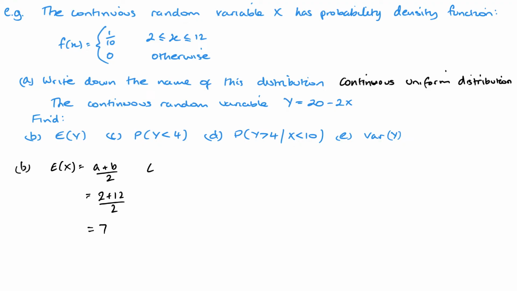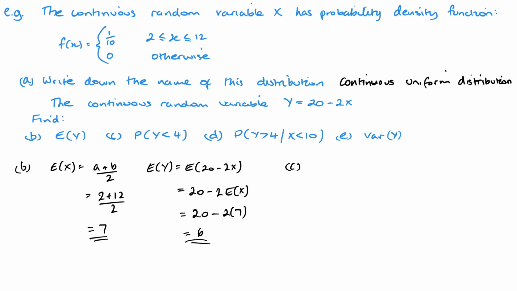Once I've done that, I can go ahead and find E of y, because E of y is just the same as E of 20 minus 2x. If you remember back to S1, this will be 20 minus 2 lots of E of x. So we've got 20 minus 2 lots of 7, so obviously 14. So there we have that value as 6. Nice and easy, hopefully.